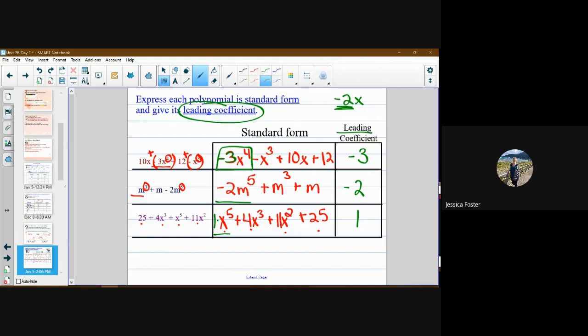All right, there you go. We're going to continue on today. In your next slide, we're going to talk about combining like terms, and after that, we will get on to adding and subtracting polynomials. So please make sure that you watch all 3 videos today, and here we go. Keep your notes out.